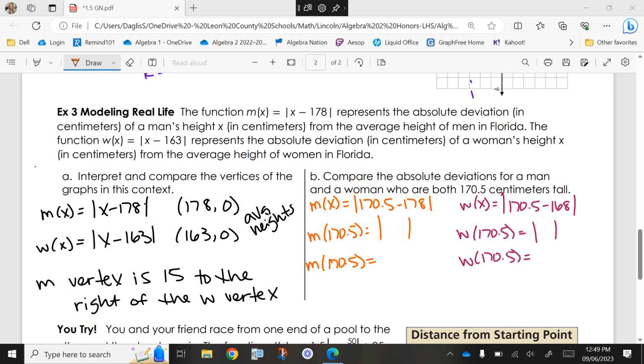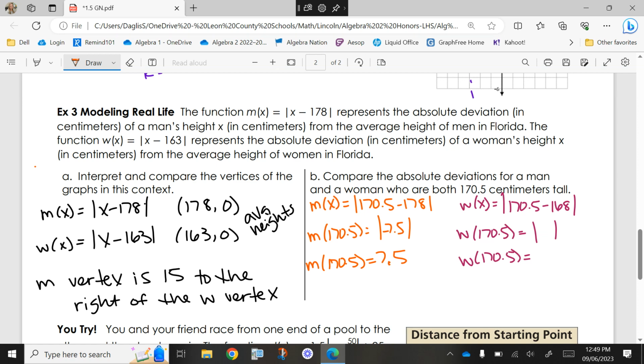All right, so who plugged in 170.5 for the man? Did you do the man function? 7.5, yes, good. So when you subtracted it, you get negative 7.5 in your absolute value, but that's just 7.5, right? That's just showing that they're 7.5 centimeters under the average. That's what that negative means.